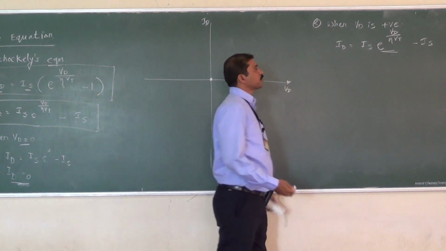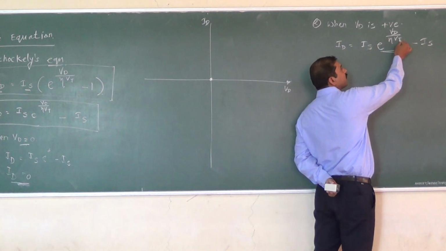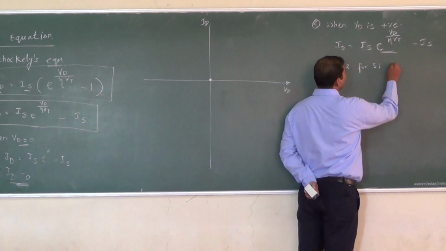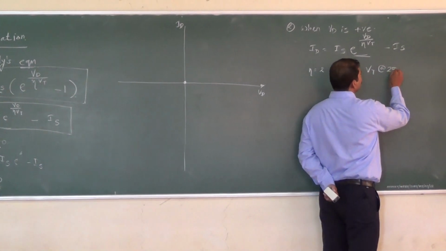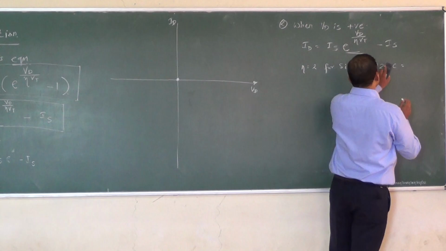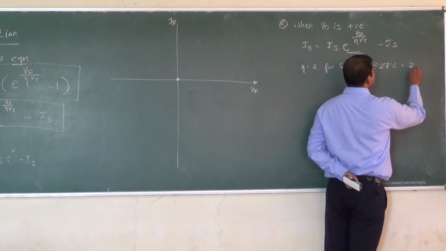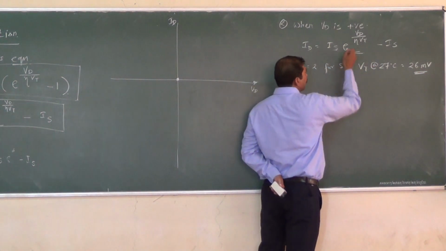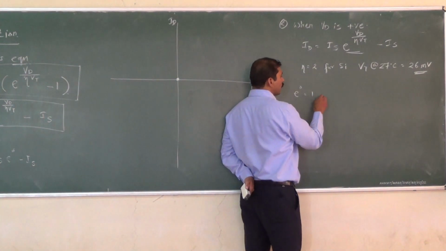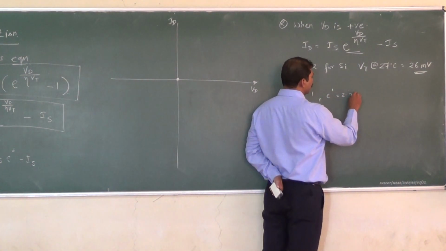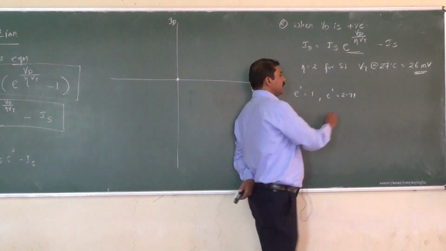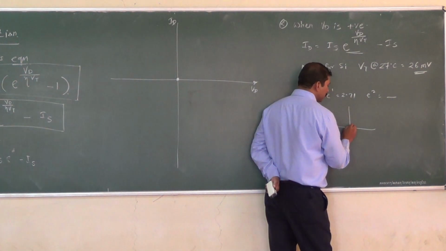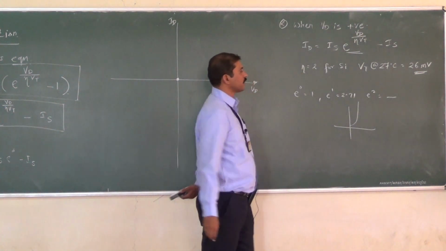Now this term, e raised to power something where Vd is positive, is in the exponential form, because eta is a constant and Vt is constant. We know eta is equal to 2 for silicon, and Vt at 27 degree centigrade is 26 millivolts. We had calculated it earlier. If we take a look, e raised to power 0 is 1, e raised to power 1 is 2.71, and like this you can calculate e raised to power 2. You can see that it goes on exponentially increasing. So this is the exponential nature.